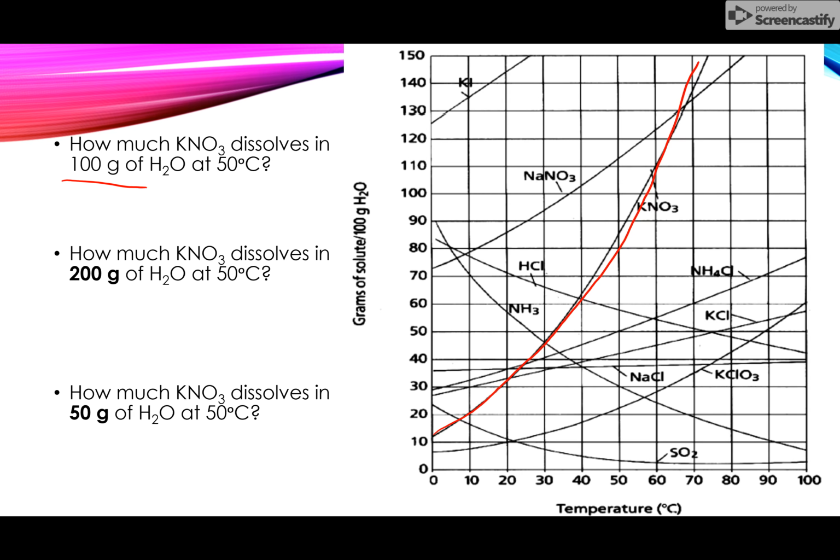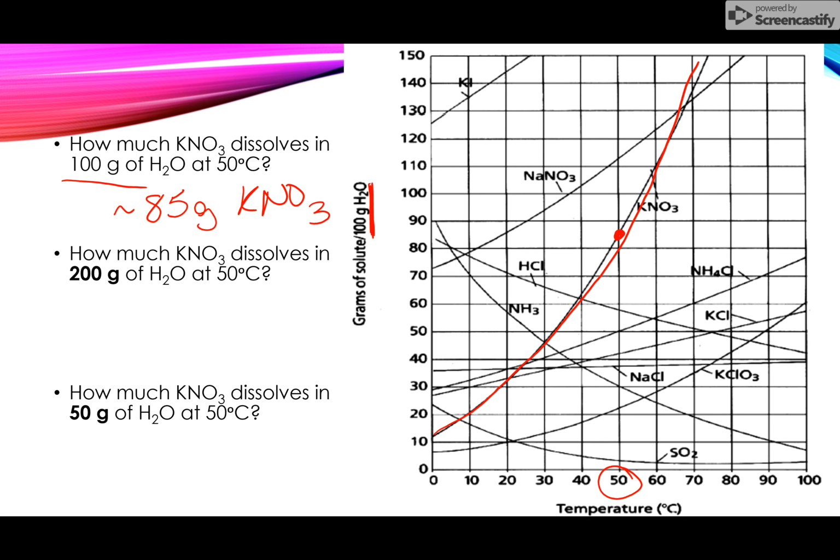The 100 grams of water is what we see here at 50 degrees Celsius. So we're going to look at 50 degrees Celsius. We're going to note that that is right here. And that is about 85 grams of KNO3. It's okay if you don't get the exact same number as me. If you say 84, it's fine, so long as it's close to 85.